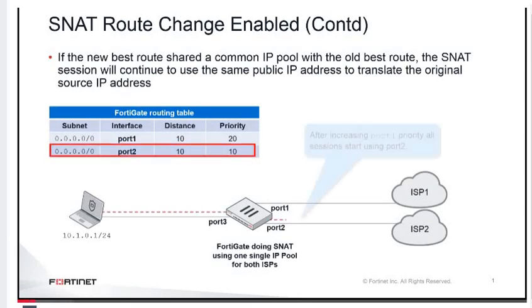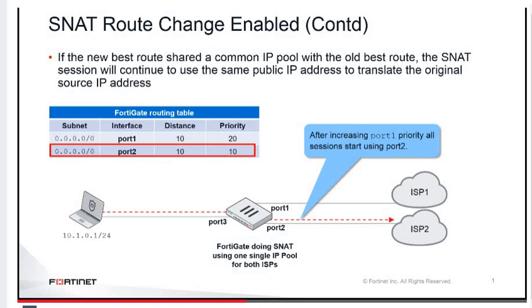The scenario shown in this slide has multiple ISPs. If the customer owns a pool of public IP addresses, the customer can configure a single IP pool for SNAT for all the Internet providers. The advantage is that if the main ISP goes down, sessions are routed through a secondary ISP, maintaining the same public source IP address. In this way, sessions can remain up.